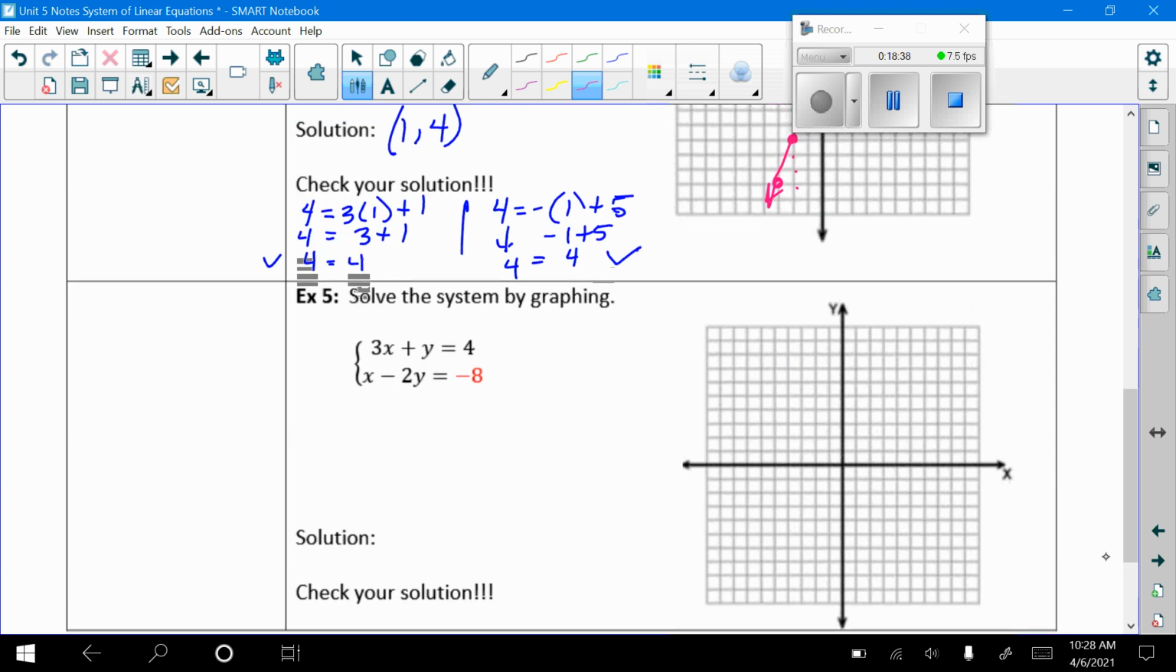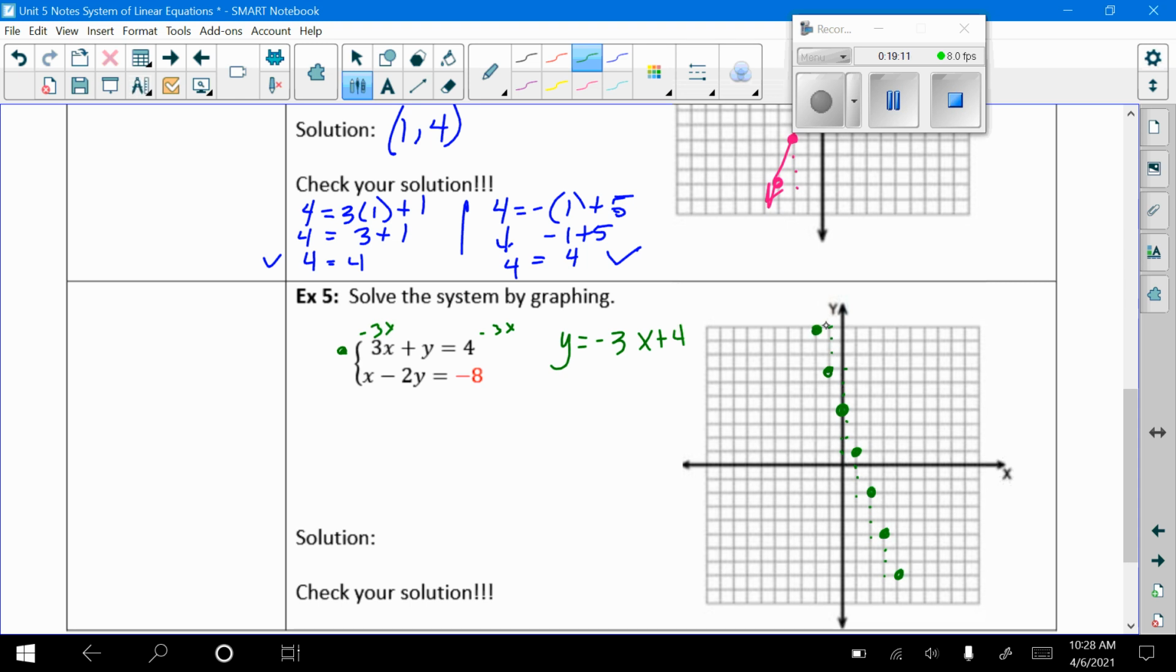This next one, let's rearrange it first. If I rearrange the first one here, I'm going to end up minusing the 3x, minusing 3x. So I get y equals -3x plus 4. Up 4, 1, 2, 3, 4, put a dot. Down 1, 2, 3 over 1. Down 1, 2, 3 over 1. And in reverse, up 1, 2, 3, back 1.